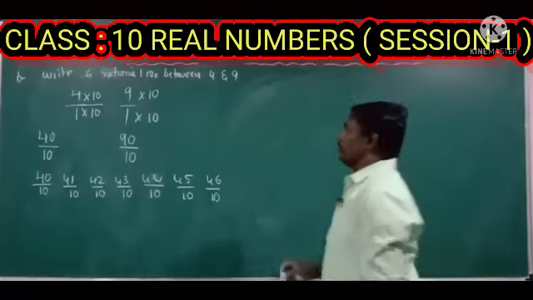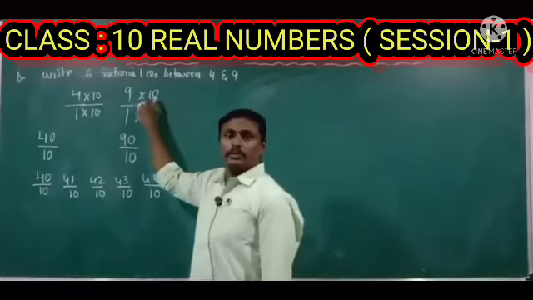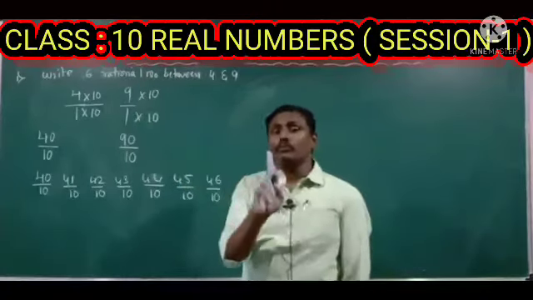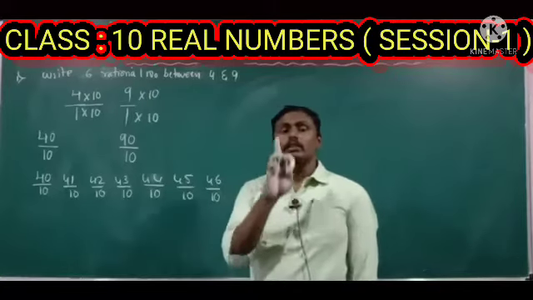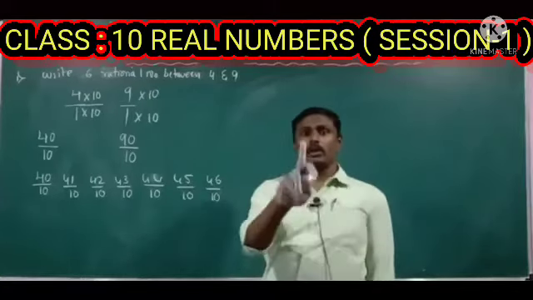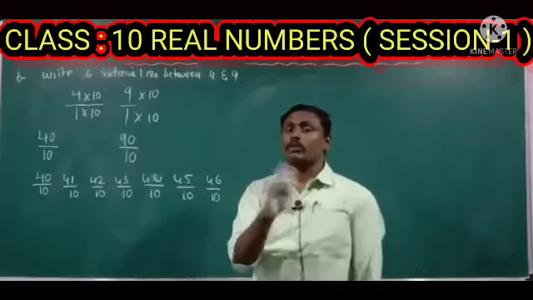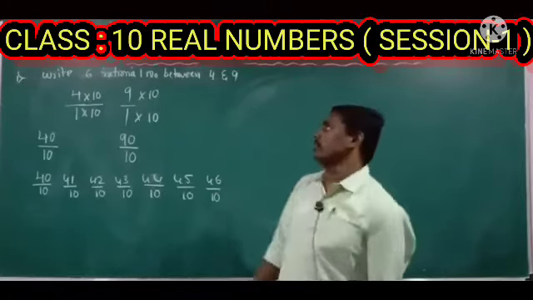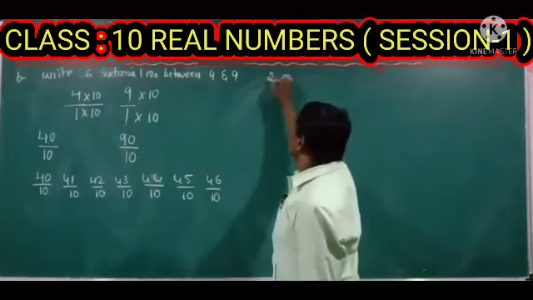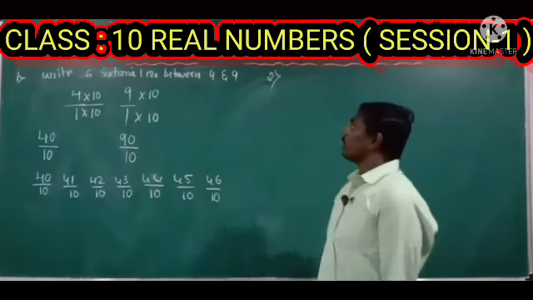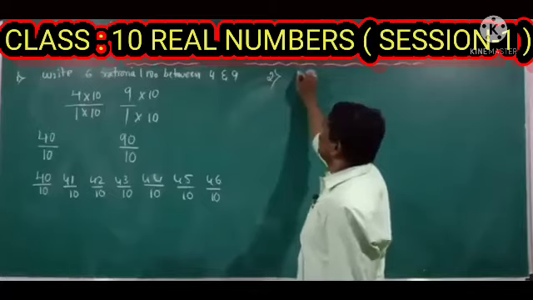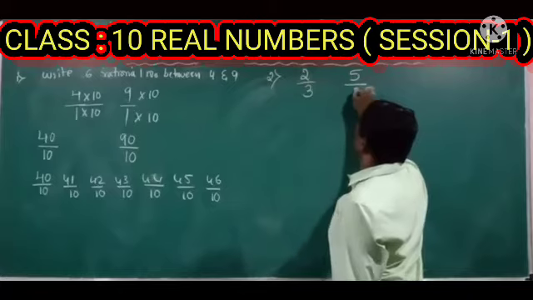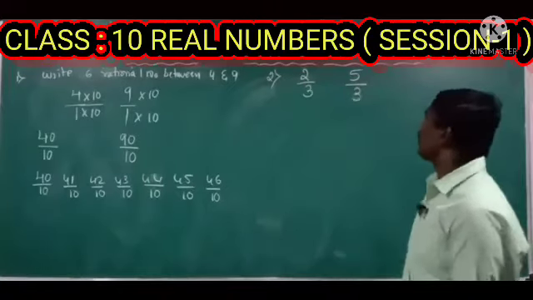Okay, now in this method you need to keep the main point in your mind: you need to multiply the same number for both the fractions. We need to multiply the same number for both numerator and denominator. Okay, next, second method. Now I am taking two different numbers. Write the rational numbers between 2 by 3 and 5 by 3. 2 by 3 and 5 by 3.